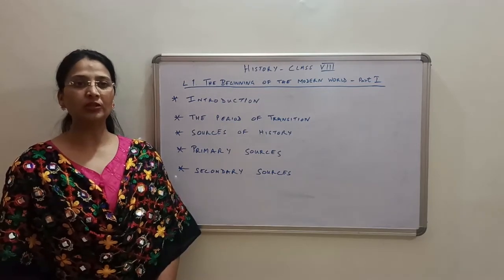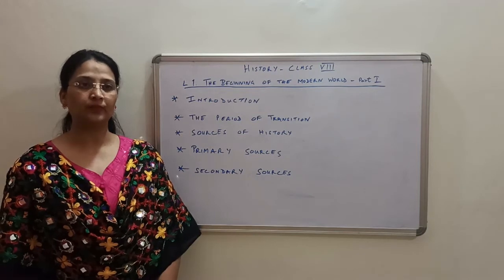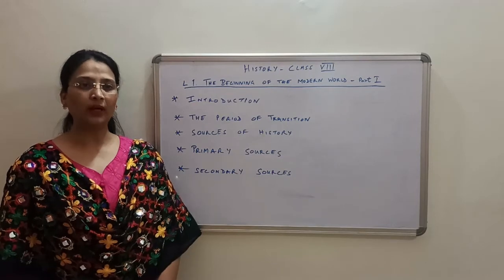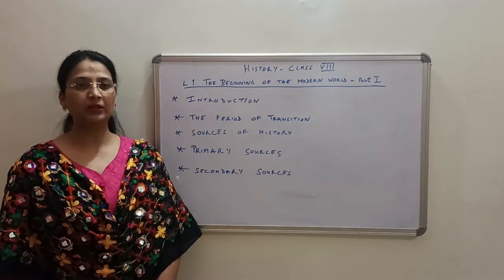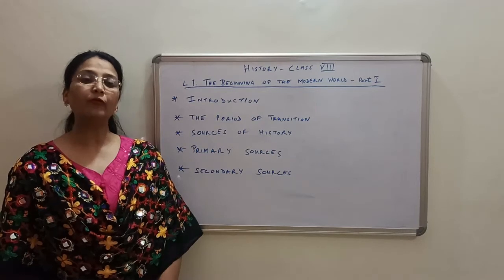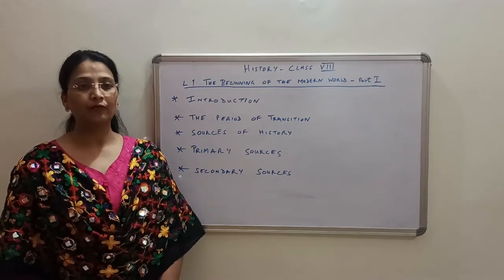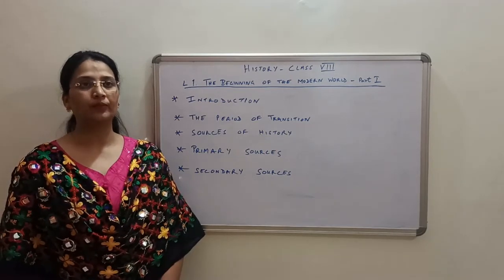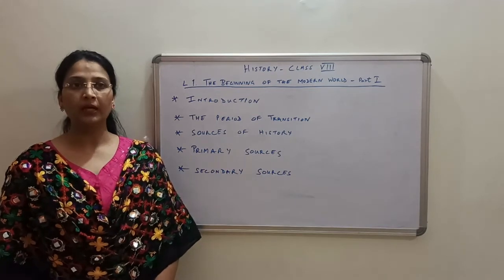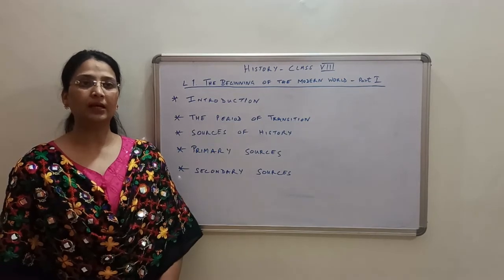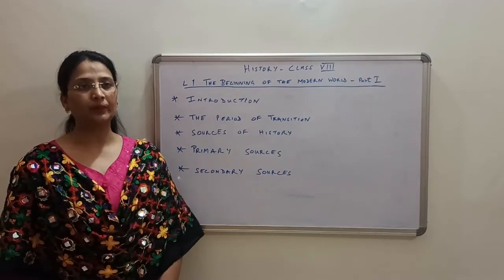Children, transition means a period of change. In history, this period of change varies from one country to another depending on its stage of development. Like the modern period in Europe is taken from 15th century onwards, whereas in India it is taken from 18th century. Children, in Europe, this period was marked by development of science, Renaissance and Reformation.